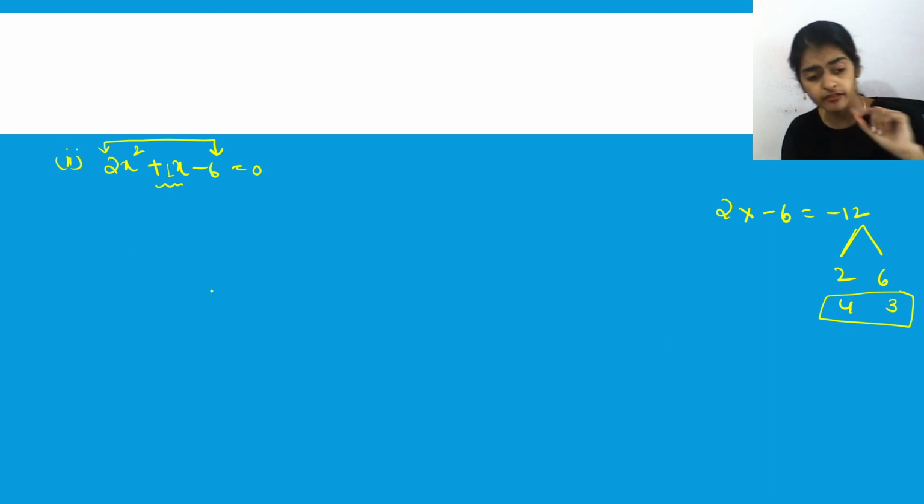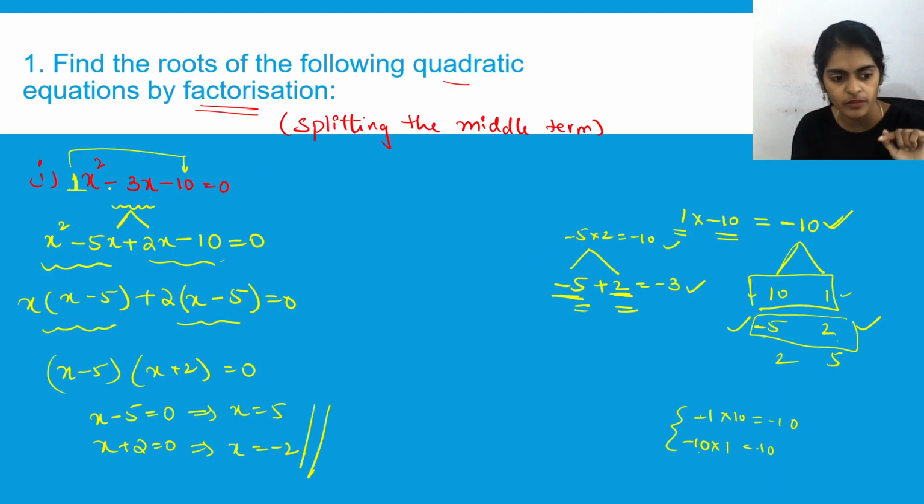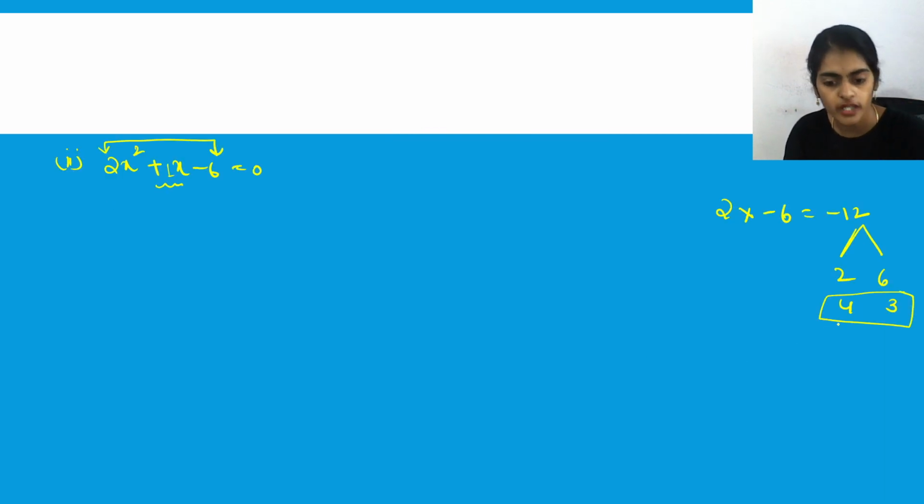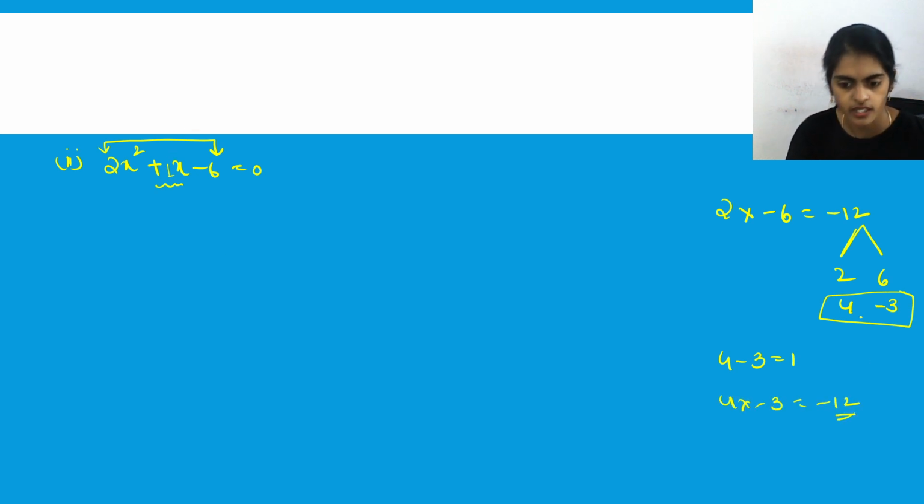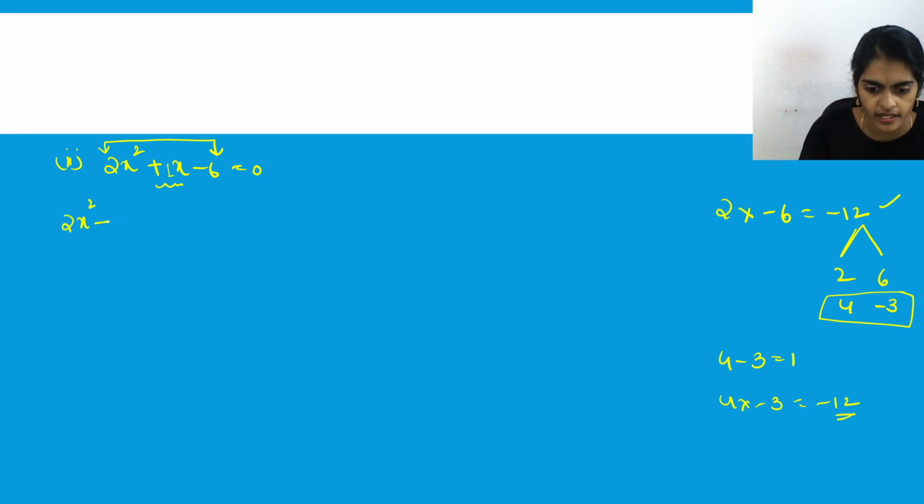Whenever you want a negative middle term, I told you, you will assign the negative sign to the bigger number. Here we want a positive middle term, so you assign the negative sign to the smaller number. So 4 minus 3 will give you 1, so this condition is satisfied. And 4 into minus 3 will be minus 12, so this condition is also satisfied.